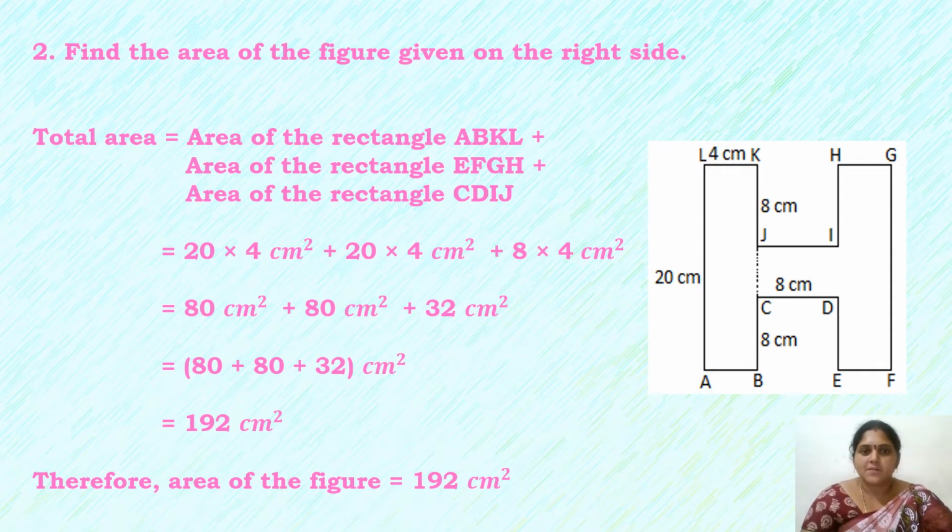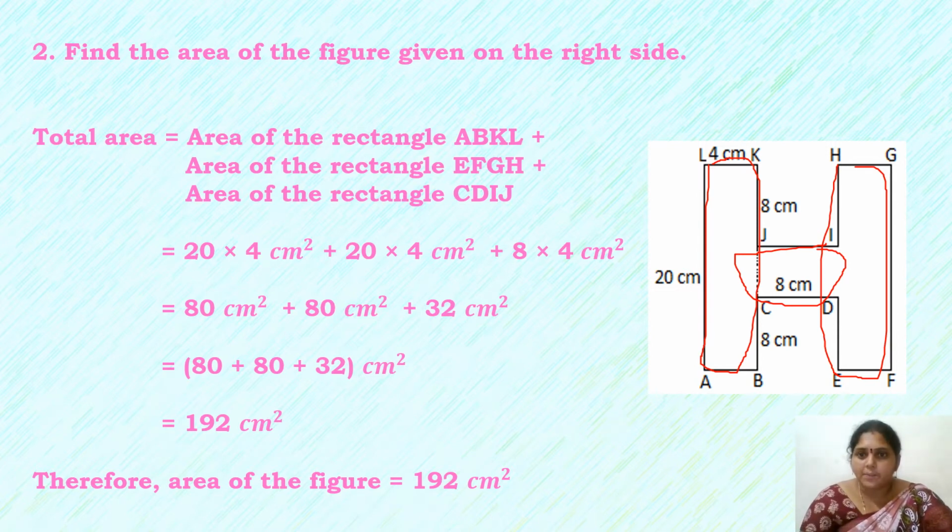So this is your figure which is given. Now we have to find the area of the complete picture. So how are we going to find the area of the complete picture? First, we have to divide the picture. How are we going to divide the picture? This will be one rectangular piece, and this will be the second one, and this will be the third one. So we are having three rectangular shapes.